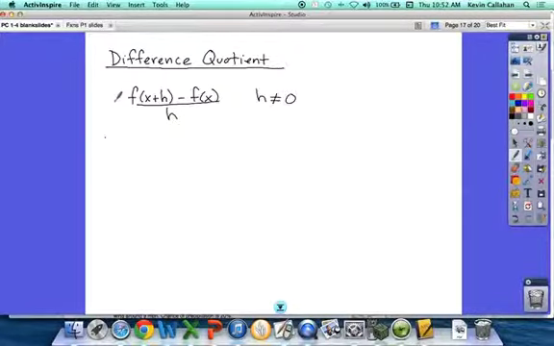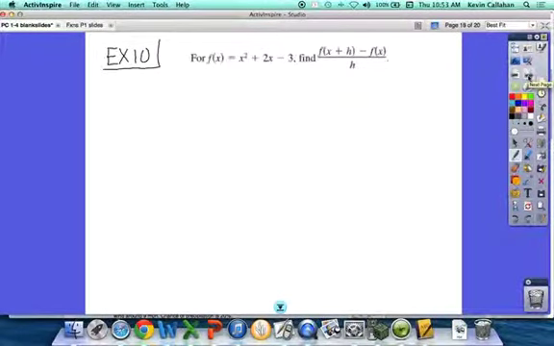So when you evaluate a difference quotient, you're going to be given a function, and you're going to have to find f of x plus h, just like we did in that prior example. And then you're going to subtract the f of x, and you're going to divide by h. But usually where we get stumped on this, it's in this part right here, just finding f of x plus h. That's usually where we make a mistake. So here's an example of finding the difference quotient.